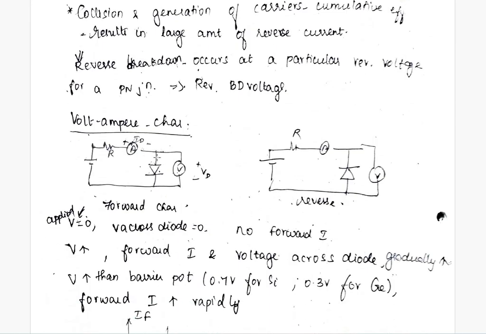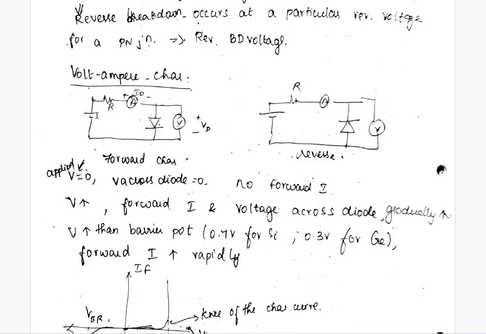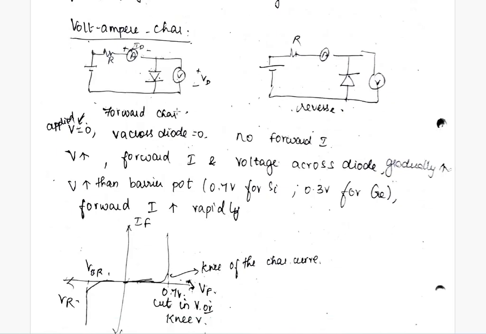This is the volt-ampere characteristics for the PN diode in forward and reverse bias. The positive of the battery connected to the anode is forward bias. We have an ammeter to measure the current and a voltmeter to measure the voltage. In forward bias, as we increase the voltage, the current increases slowly. It starts conducting after the cut-in voltage of the diode, which is nearly 0.7 volt for silicon and 0.3 volt for germanium. After that, it starts to conduct and the current increases. This is the knee of the curve, and this voltage is the knee voltage.